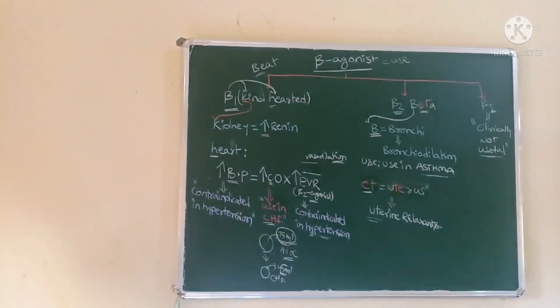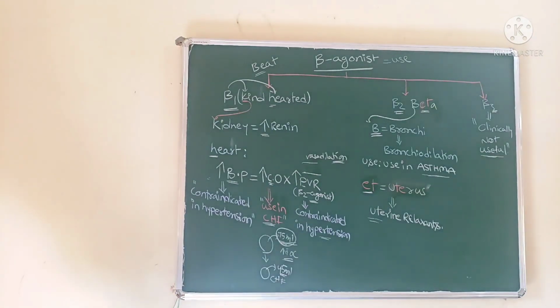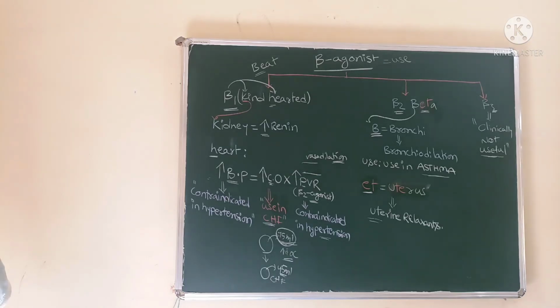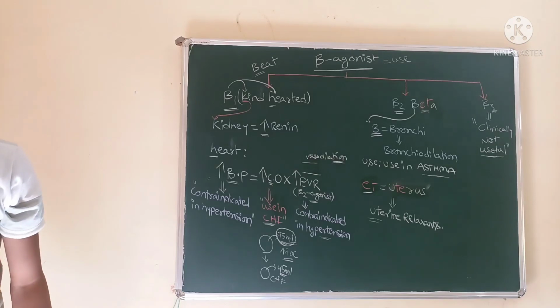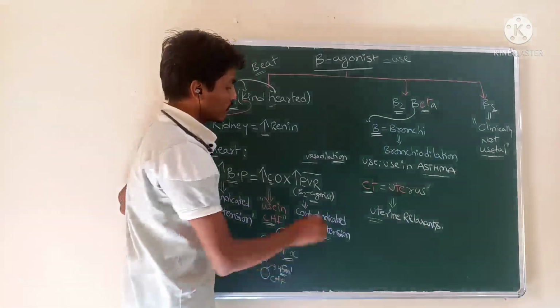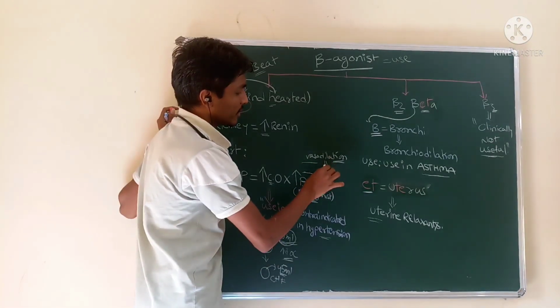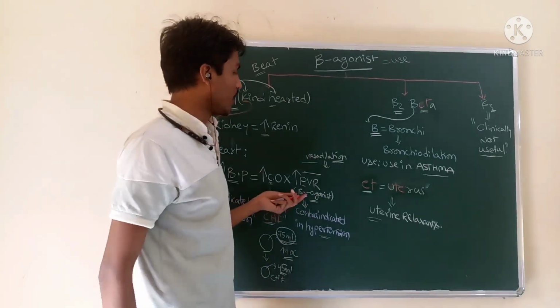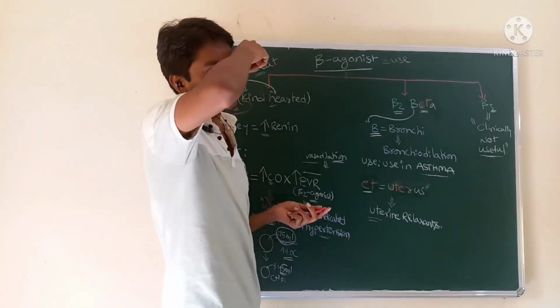So where can we use this vasodilation? See, the beta 2 receptor will do vasodilation, not vasoconstriction here.